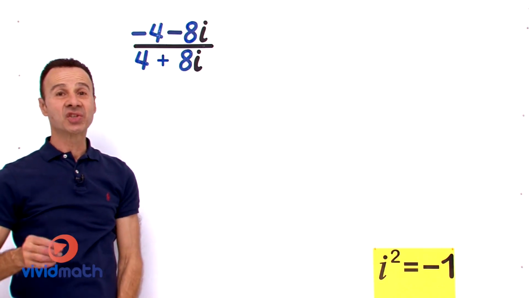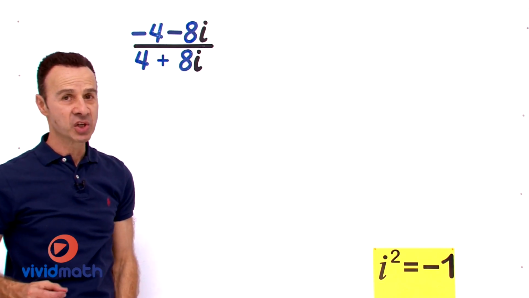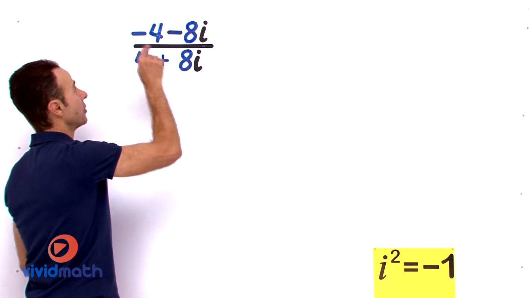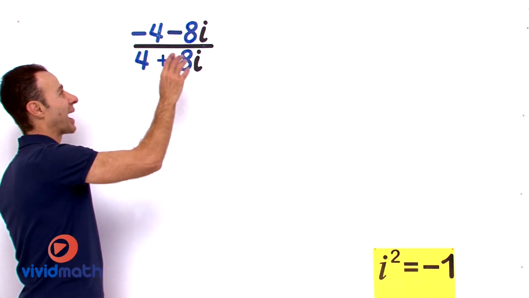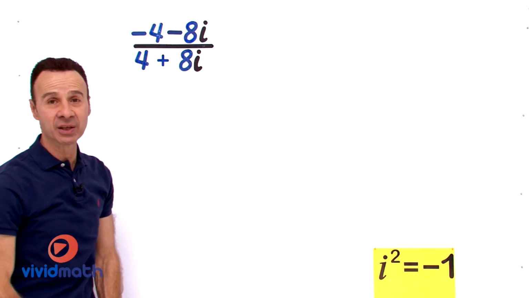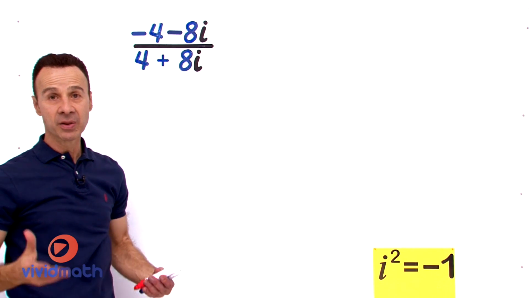All right, in this exercise, we are dividing imaginary numbers. What we have on the denominator is 4 plus 8i. On the top, minus 4 minus 8i. Now what we want to do is eliminate imaginary numbers from the denominator in order to simplify this expression.